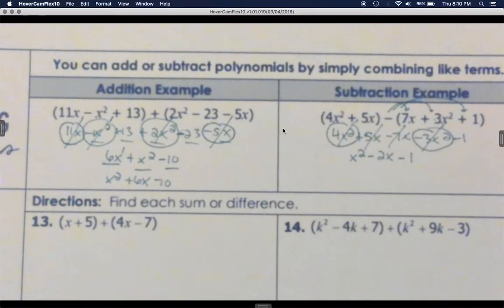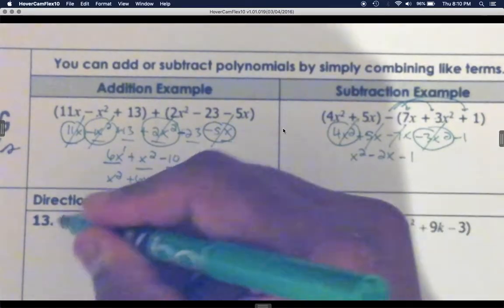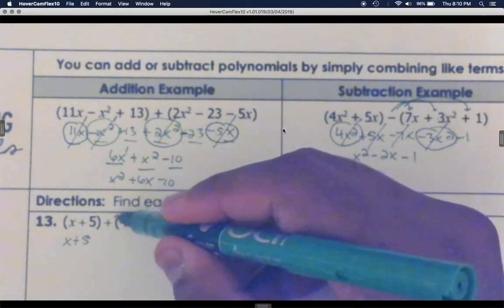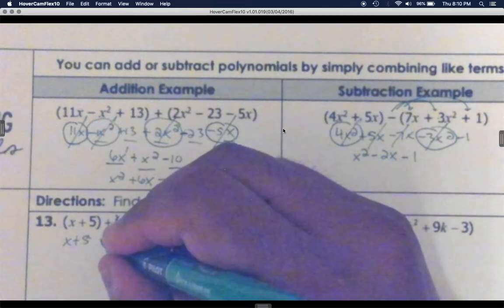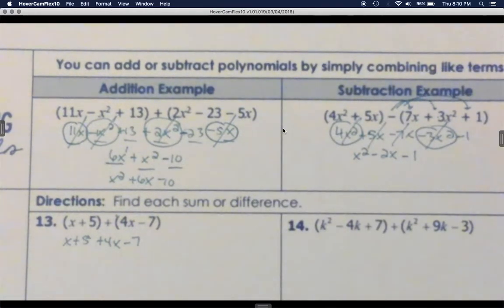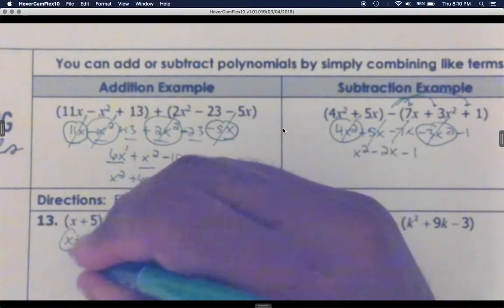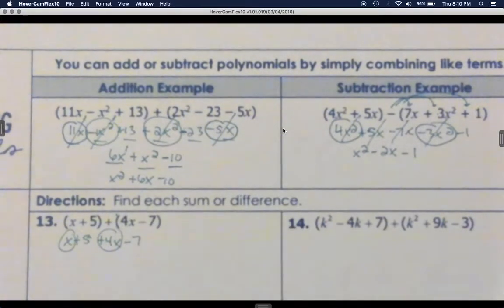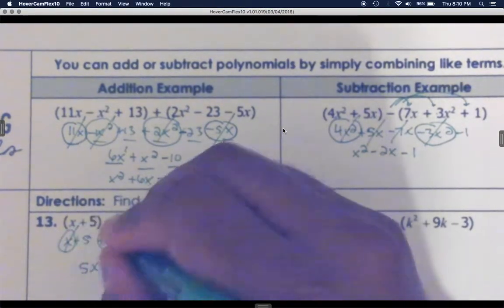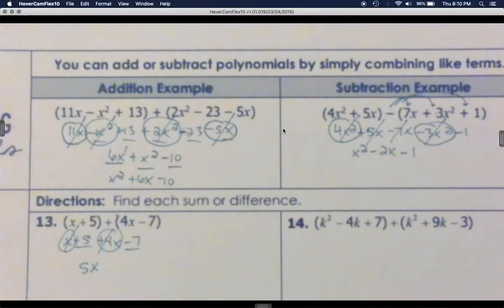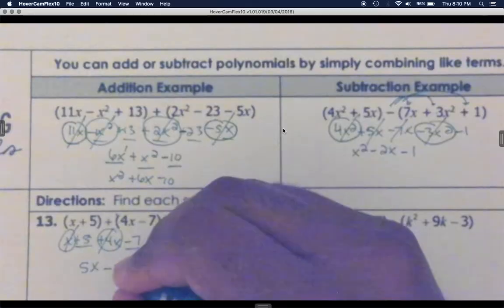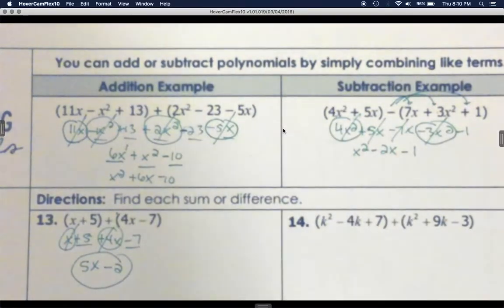I'm just going to go for it and do it. Nothing to distribute, so I'm going to drop my parentheses, leave x plus 5. Notice that there is something to distribute, but it's just a positive, so I'm going to end up with a positive 4x minus 7. So exactly the same thing, just without the parentheses. Now combining my terms, I can see that I have an x and a 4x. x plus 4x is 5x. And notice I'm left with a positive 5 and a negative 7. Positive 5 plus a negative 7 is a negative 2. So 5x minus 2 is the solution.